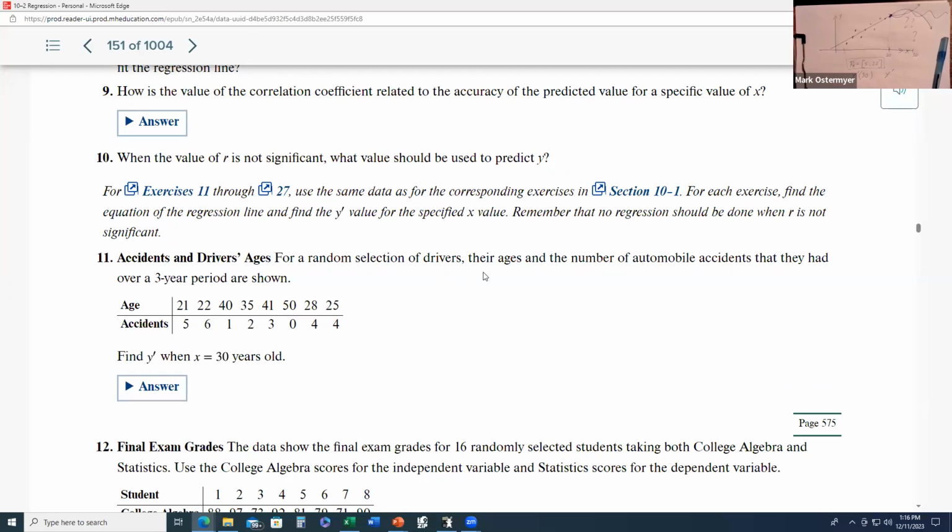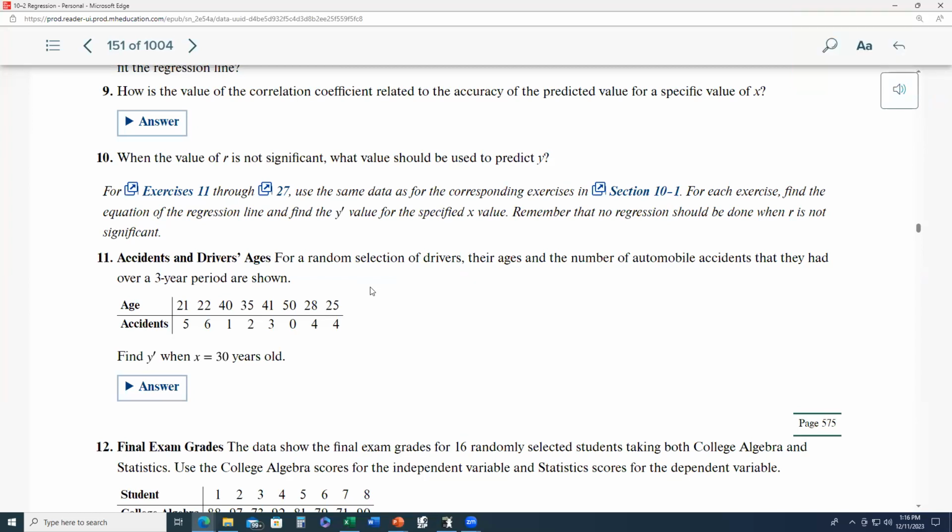For a random selection of drivers, their ages and number of automobile accidents they had over a 3-year period are shown. I think we saw last week that there's a pretty strong correlation between age and number of accidents. Was it a direct or inverse correlation? Remember we computed the correlation coefficient for this data set? I believe it was direct. If you say direct, that would mean if the age of the driver increases, the number of accidents they have would increase also. Was that the case?